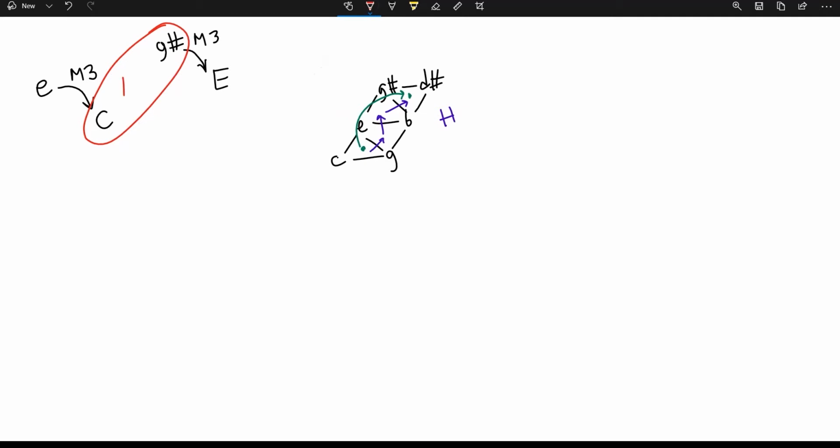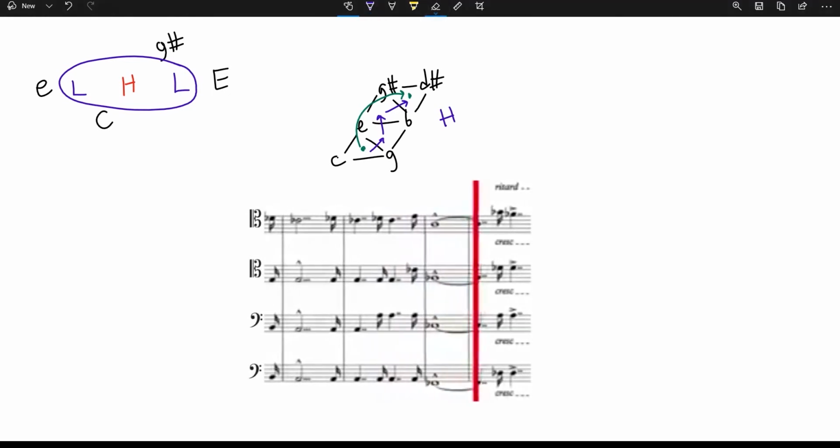So that was the most interesting thing in that phrase, the emergence of that H transformation from the functioning of the circle of major thirds. So in the end, the first phrase of that passage reduces to an L transformation followed by an H transformation followed by another L transformation going back to the original tonic. And that's where we are. The last iteration of that sequence ends on the chord of E major, and then Bruckner introduces the second motive.